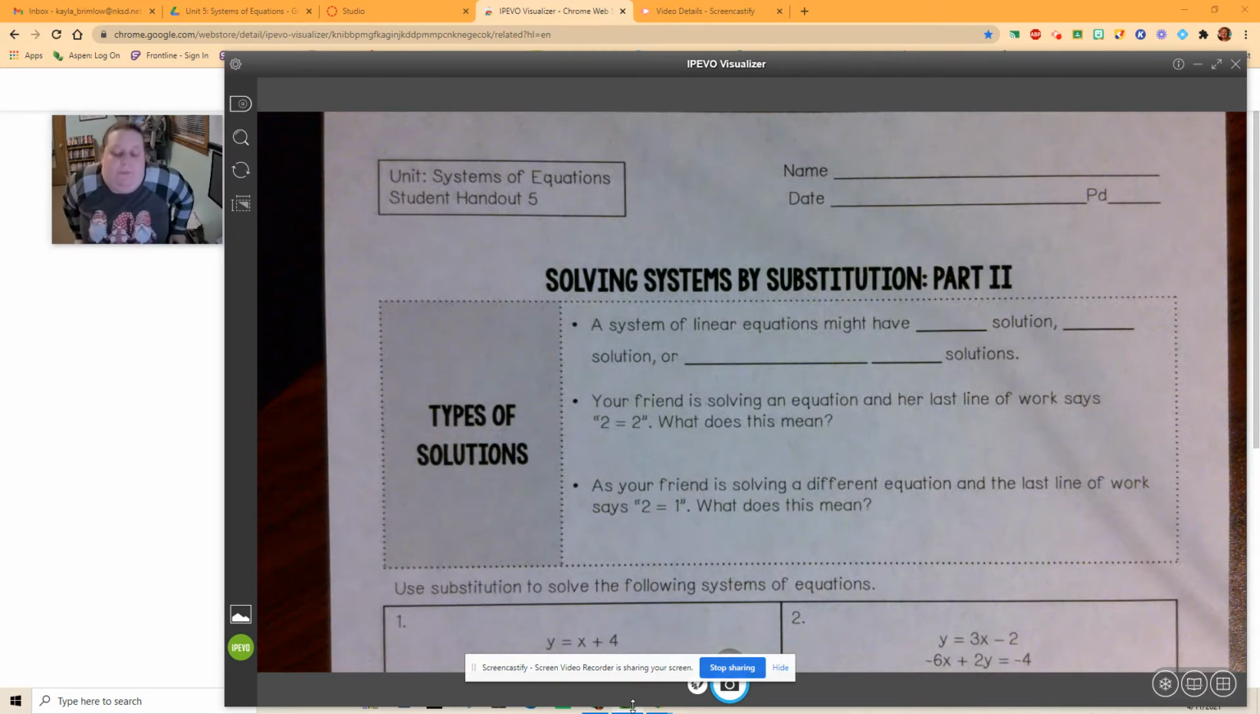Hi everyone, it's Mrs. Brimlow, and today we're going to talk about substitution with systems of equations and what it looks like when you have your special cases. By special cases, I mean no solution or infinite solutions.